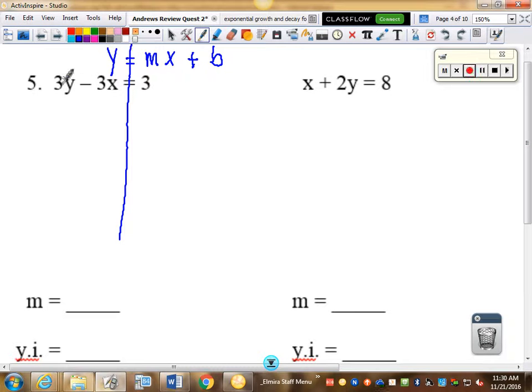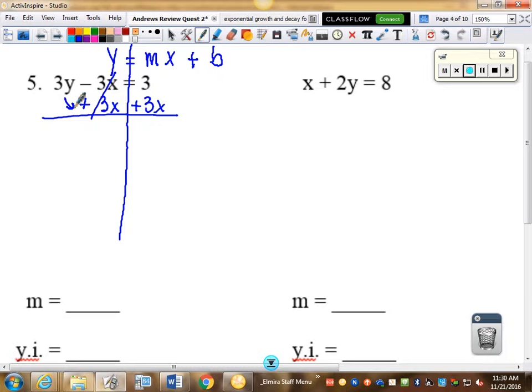So for example, I want the 3y. It's too far to the left. It needs to be underneath the y. This minus 3x is on the wrong side of the equal. It belongs over here. 3 should be underneath the b. So we've got to start using our mathematical operations to rearrange this equation. I'm going to start with the 3x. If I move this 3x to the other side, the only way you can do that is to cancel it off the left, which means use plus to counteract the minus.